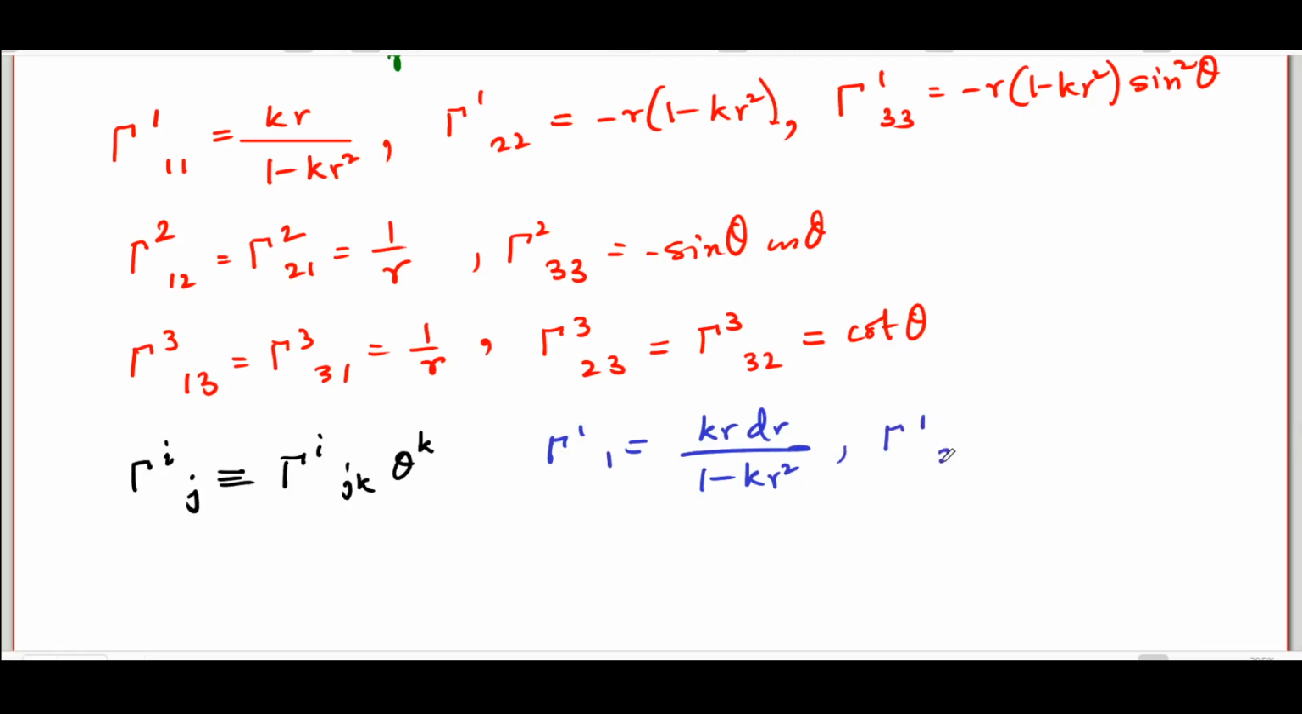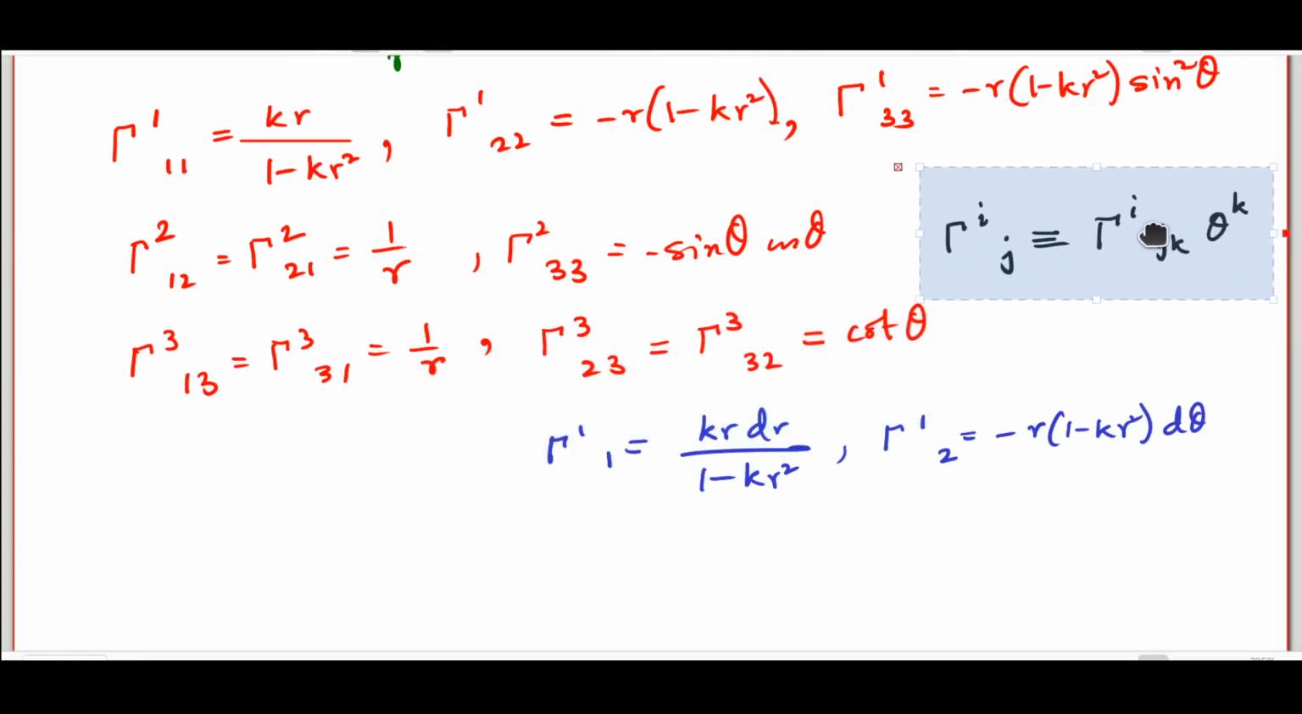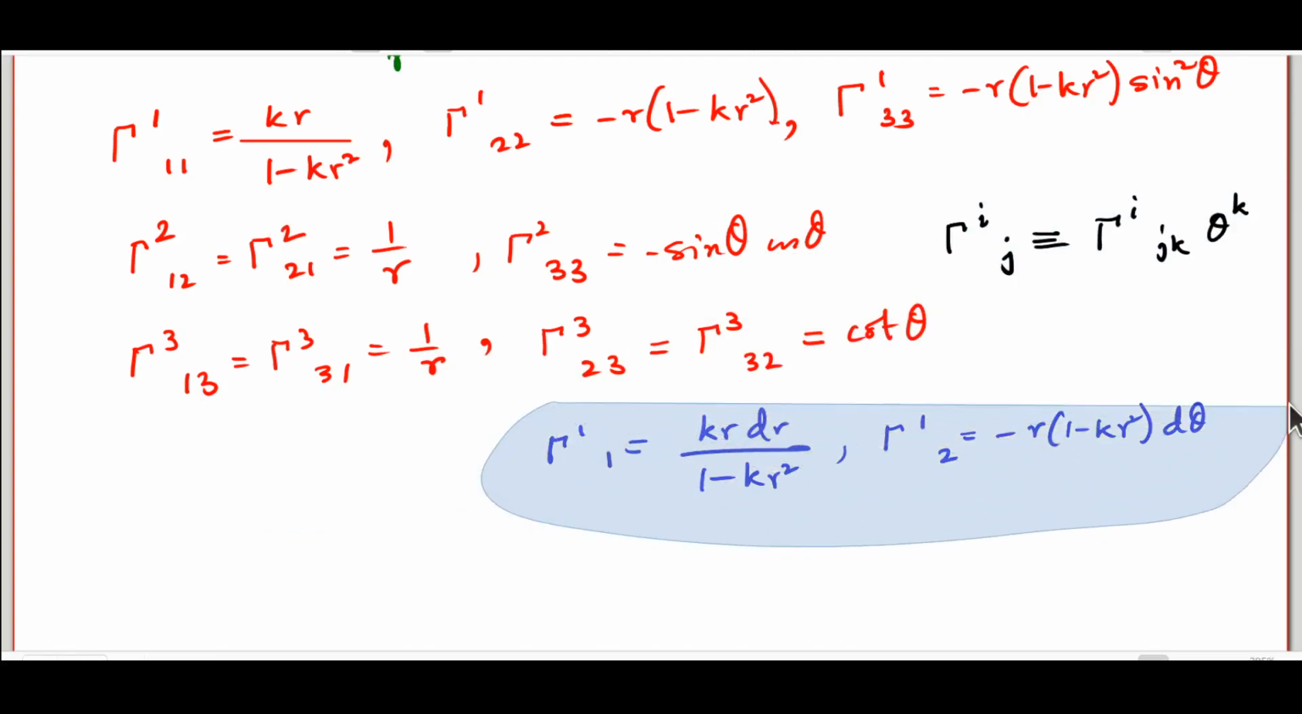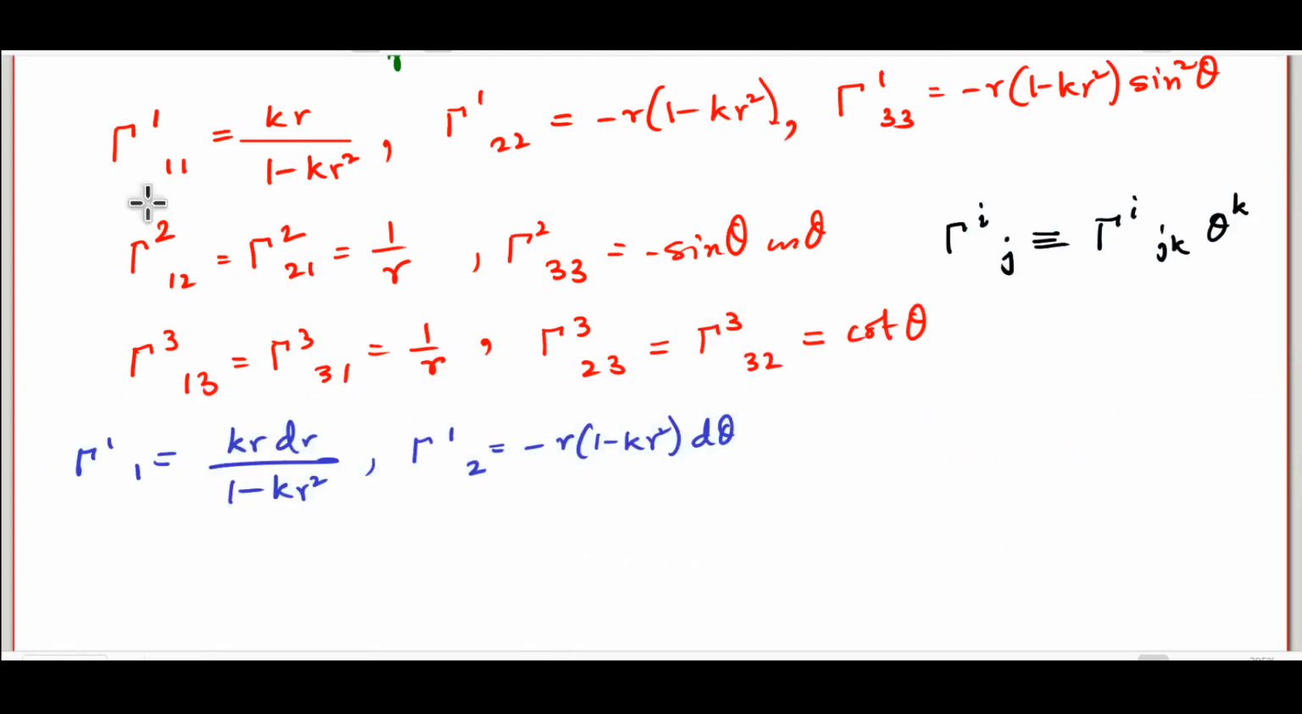What about gamma 1, 2? There also, you will have only one term. This is the only term that will contribute, and you will get minus r into 1 minus kr square d theta, because that's theta 2. And gamma 1, 3. Let's move the definition out here and make some space to the right. Gamma 1, 3 is gamma 1, 3, 3 theta 3. So it's minus r into 1 minus kr square sine square theta d phi.